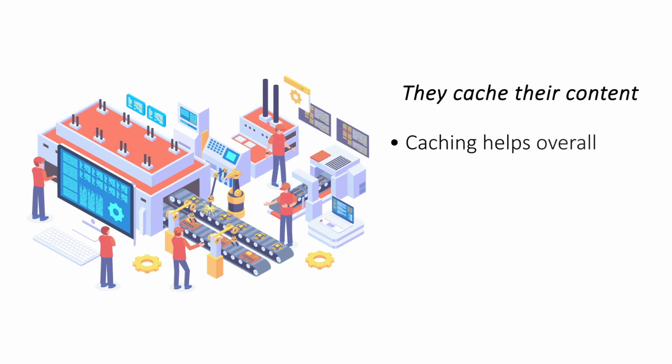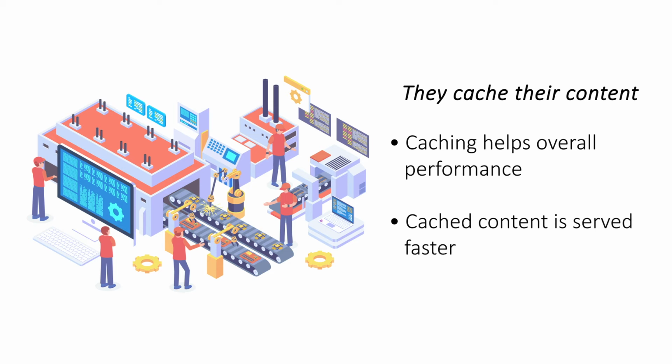They cache their content. Caching works in two ways. It reduces the load on the server and delivers content faster. Large websites cache their content to serve it faster, and repeat queries do not impact performance.